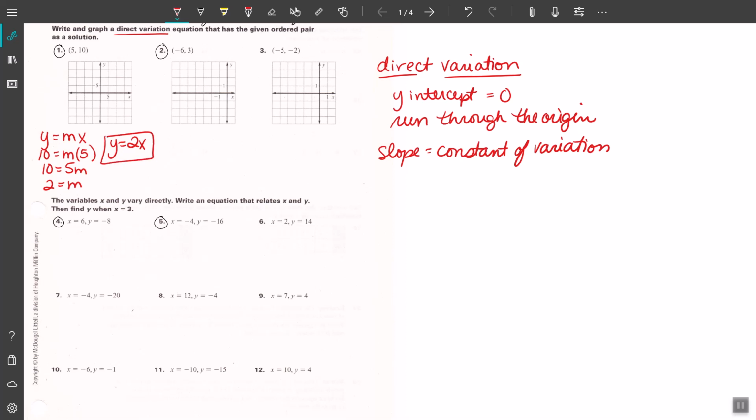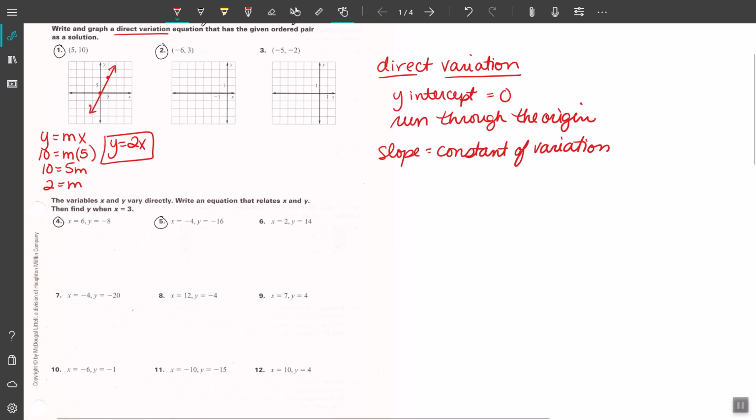Then I can go to the graph because they asked us to graph it as well. I know I've got the point 5, 10. And make sure you notice here that they're numbering the number line by 5s. So 5, 10, and then because it's direct variation, it also is going to run through the origin. And so I can use those 2 points right there to connect.